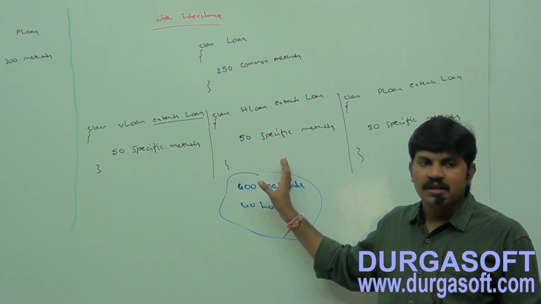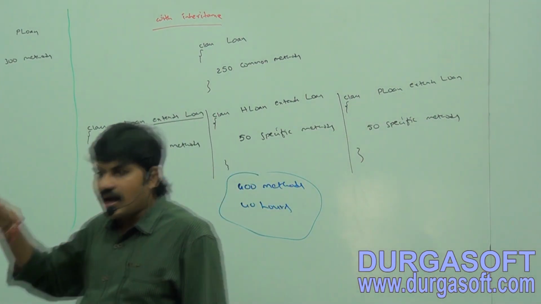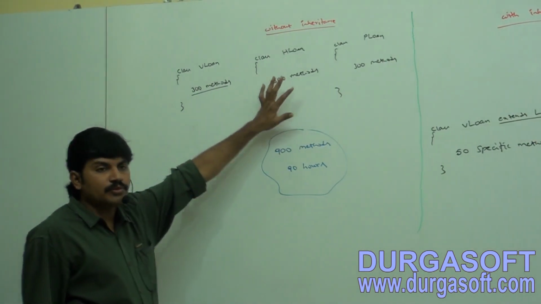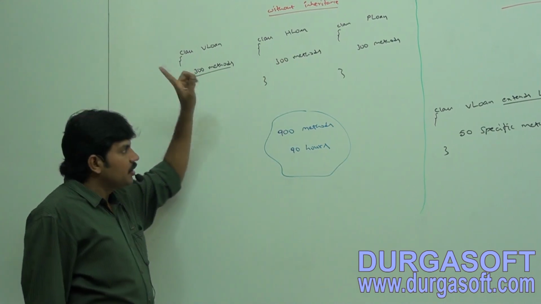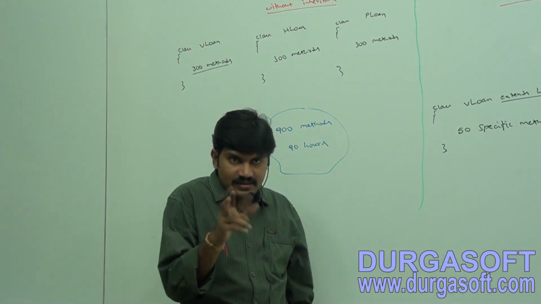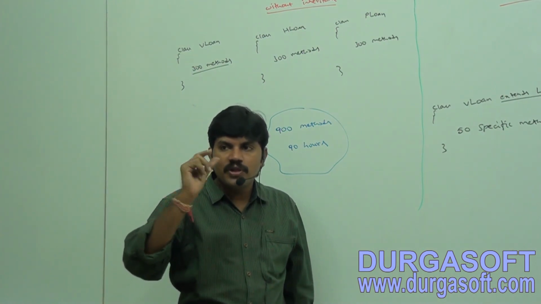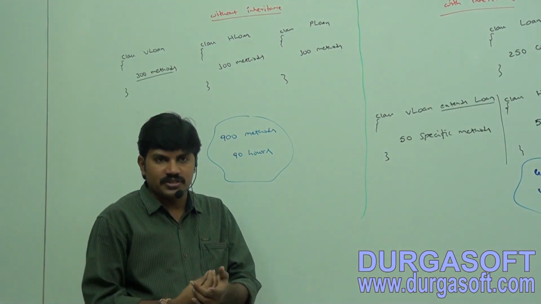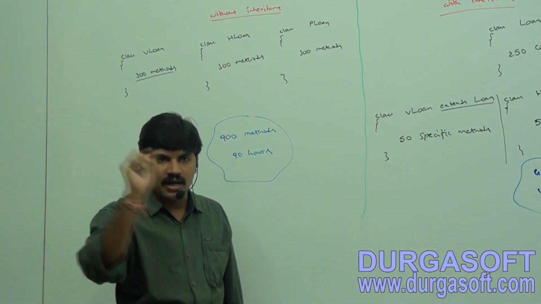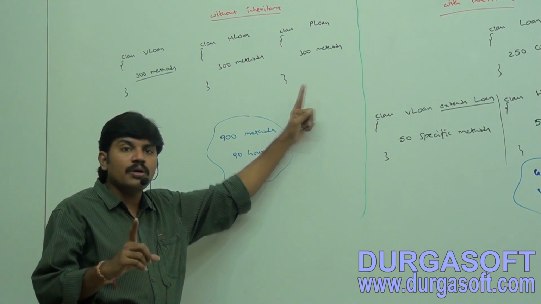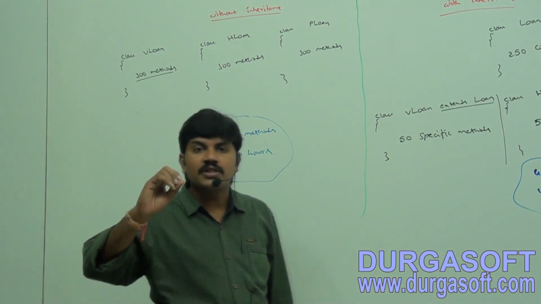Now you can see, here 250 common methods. How many times do we have to write them? Here I have to write, here I have to write, here I have to write. Code redundancy. Suppose tomorrow there is a problem in the common code, or I want to perform a small change in the common code, here I have to change, here I have to change, here I have to change. Code redundancy is always a big problem.